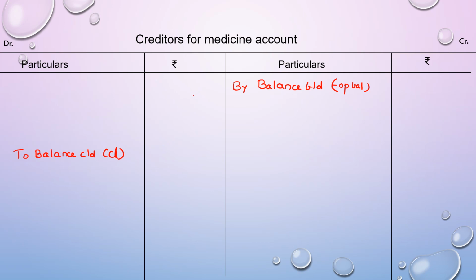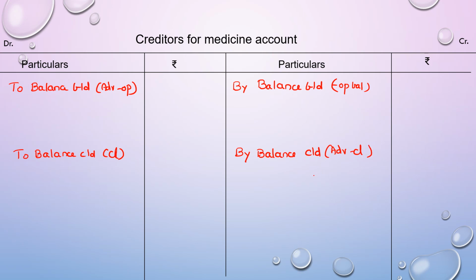Now in this question, if you remember, we had the creditors for medicine opening and closing, and we had advance at the opening and closing. Now creditors are liabilities and they have a credit balance. But what is advance given to the suppliers for medicine? Advance paid would be a debit balance. So the opening balance which we have would be on this side. To balance brought down, this would be advance opening balance, and we would write the closing balance on the credit side as by balance carried down. This is related to advance closing balance.